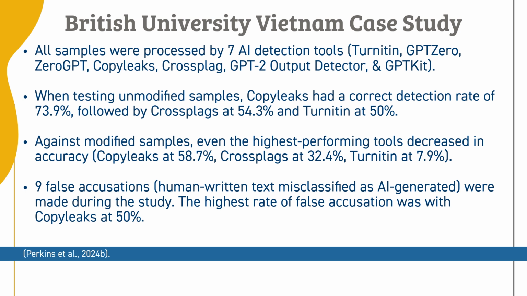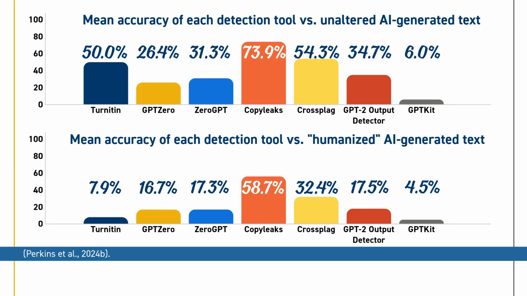But then once they went in and modified those samples, it dropped down. Turnitin went from 50% to less than 8%. And then in this study, there were also 9 false accusations made against their control samples. CopyWeeks had a 50% false accusation rate. It was bad. The mean accuracy dropped significantly after even very basic measures were used to conceal whether this was AI generated or human generated.